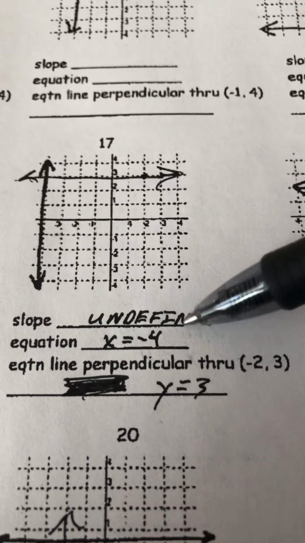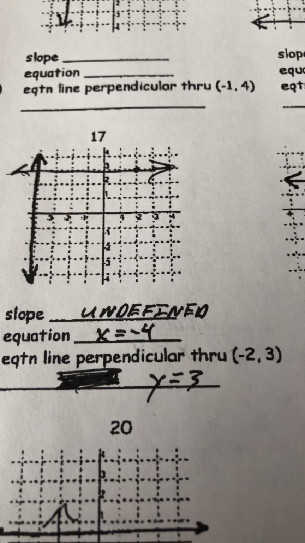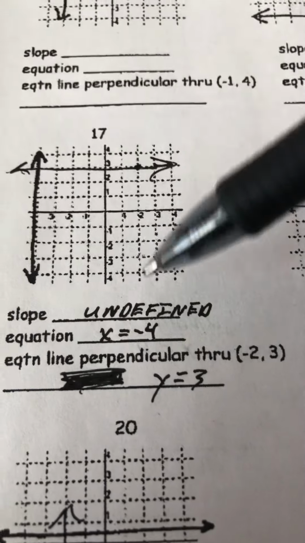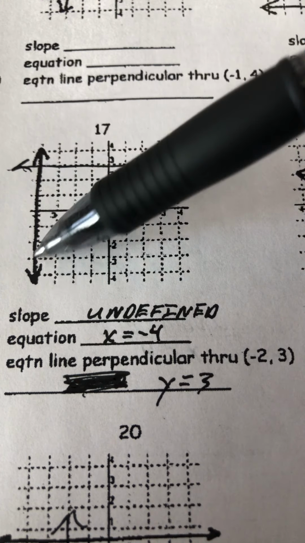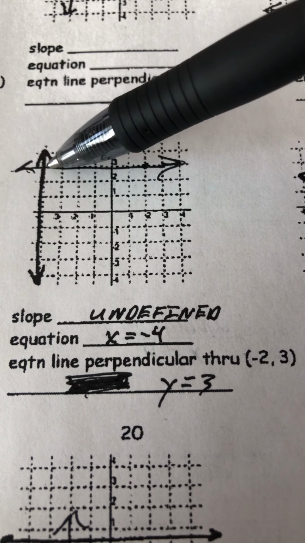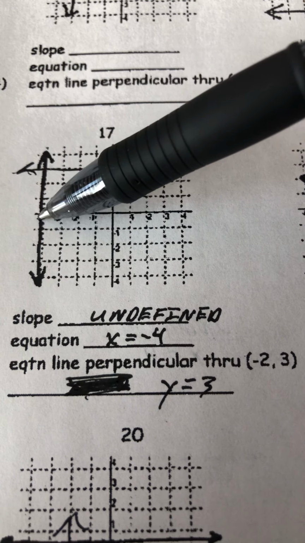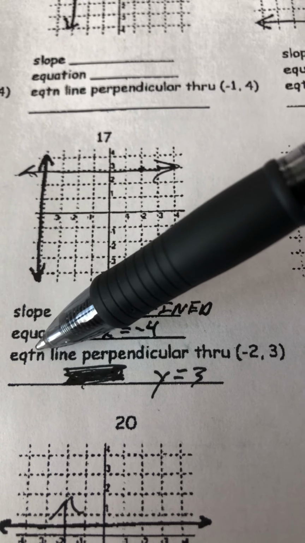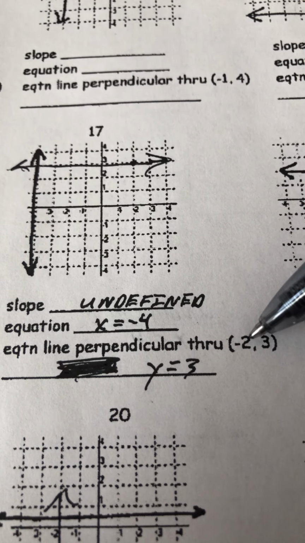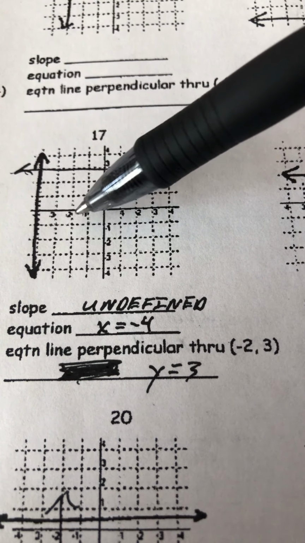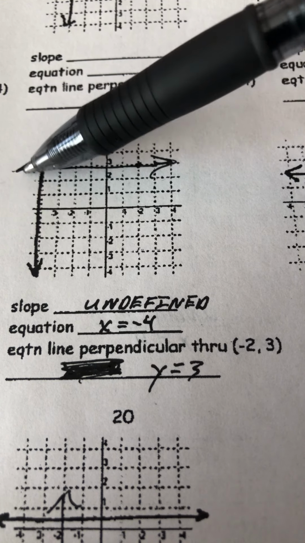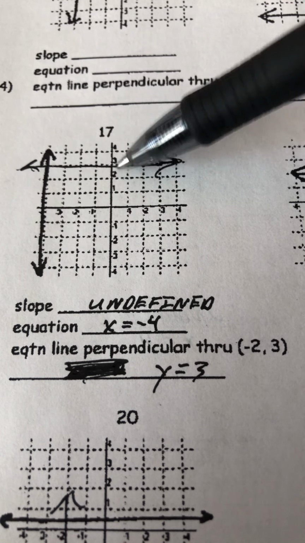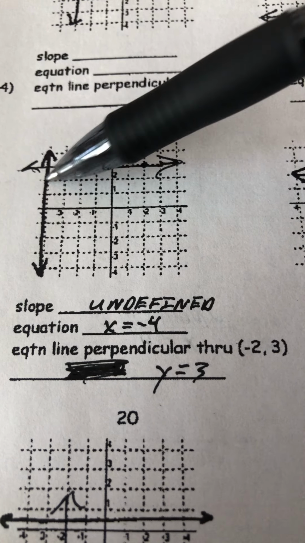This one, undefined, this is the perpendicular one. I thought they all said parallel, but this one says perpendicular, and so does another one, so I'll do that one too. So this is an undefined line. It's straight up and down, it's vertical, and it's x equals -4, sorry. And then I need an equation of a line perpendicular through (-2, 3). So (-2, 3) goes right here, and perpendicular means it's going to cross at a 90-degree angle. So that means it's going to be at y equals 3, a no-slope.